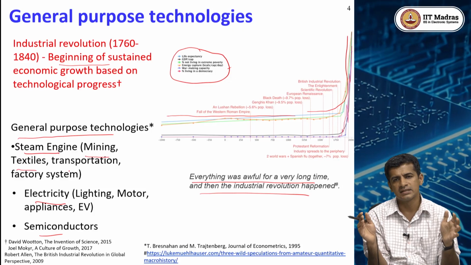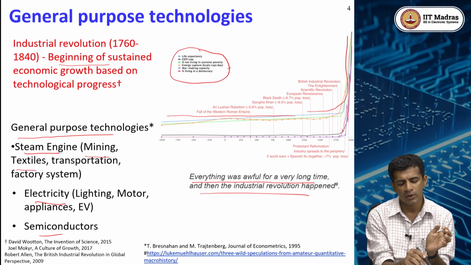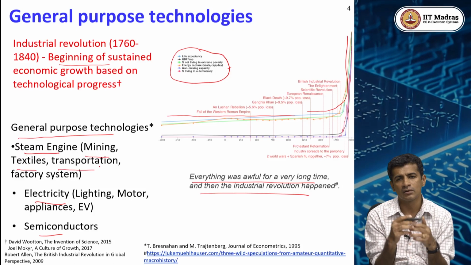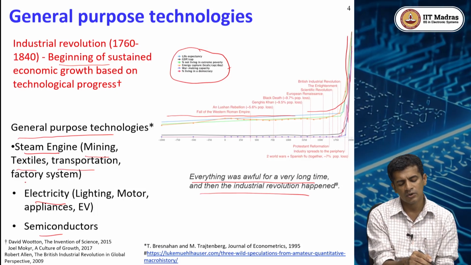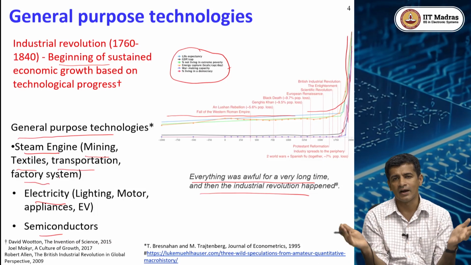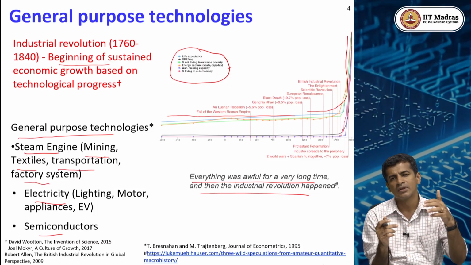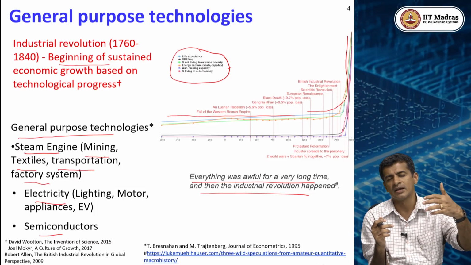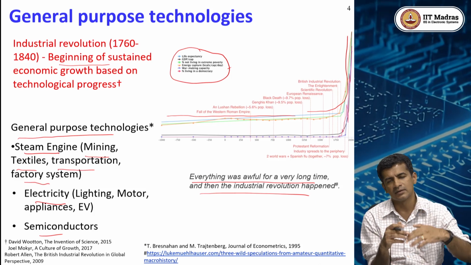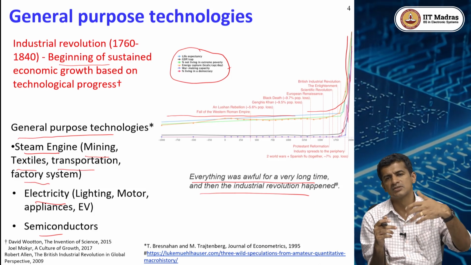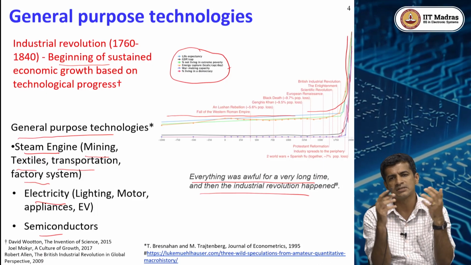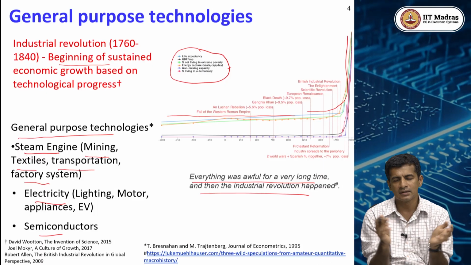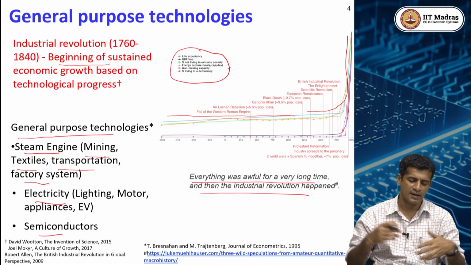Then once they made the steam engine very compact, you could put it on a locomotive. That's how the railways started. Then you can power entire factories using the steam engine. So you can see the proliferation of the steam engine. Initially it was applied in mining, but you can see it proliferated, right?